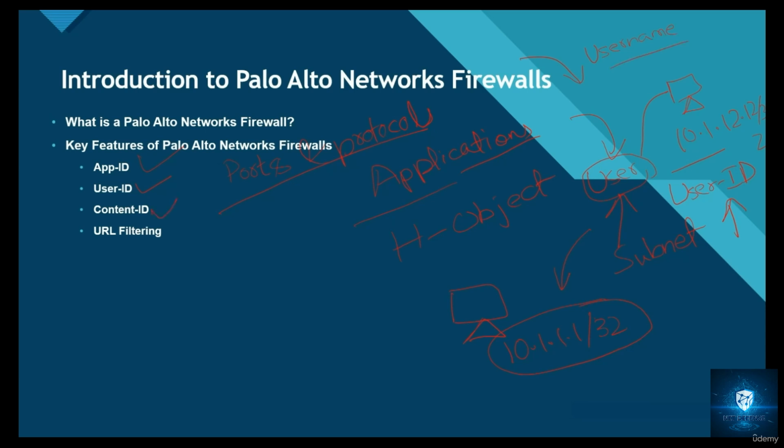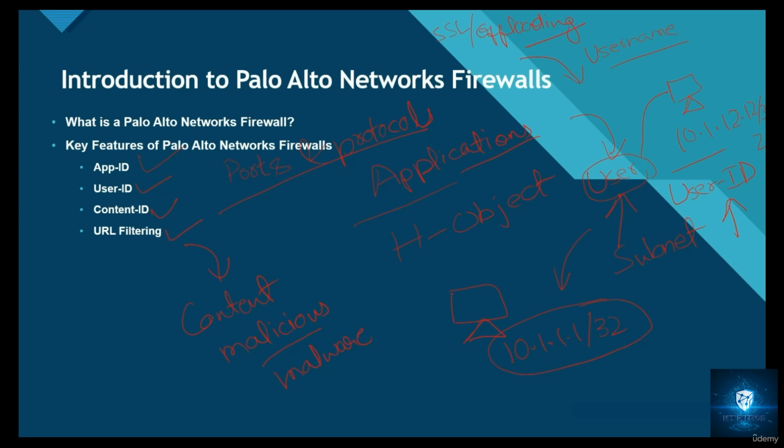Then you have the Content-ID. It inspects and prevents malicious payloads, protecting against malware and exploits in real time. For all this to work, you would obviously have SSL offloading, so that the firewall can decrypt the HTTPS or SSL traffic, look into the payload for its content, and then identify if there is any malicious traffic, malware, or exploits on a real-time basis. So that is the Content-ID.